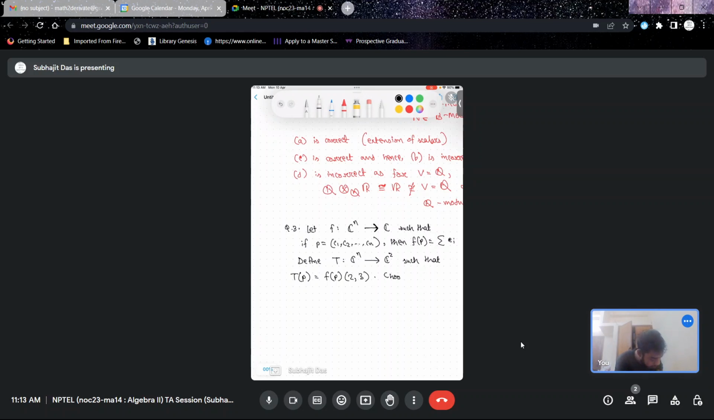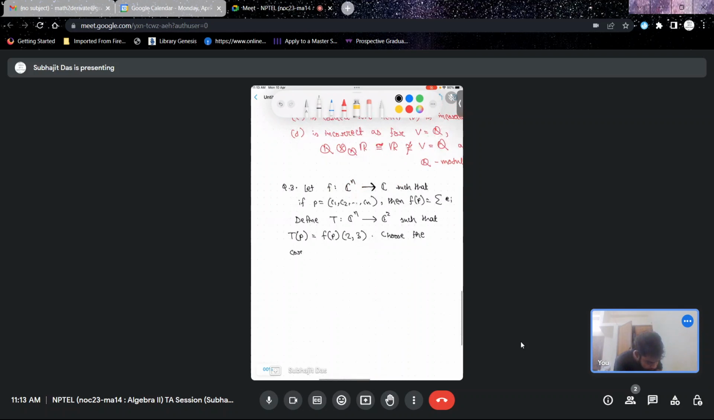Then you need to choose the correct answers. A says that T is C linear as a mapping of Cn into C2. Option B says that the dimension of Hom C Cn, C2 is 2n. So in the category of C vector spaces, if you look at the Hom object from C power n to C2, that is, the collection of all morphisms from C power n to C2, this is a vector space over C, and they are saying that its dimension is 2n.